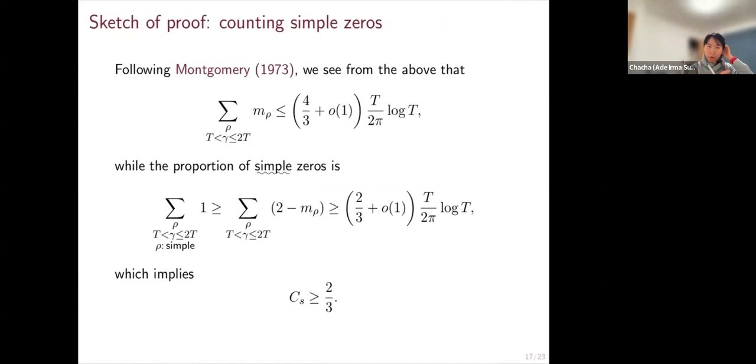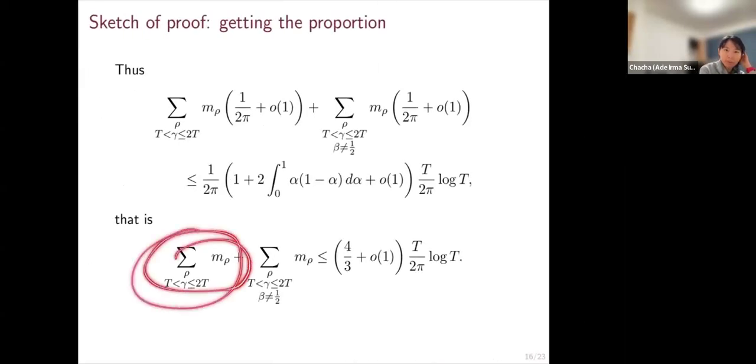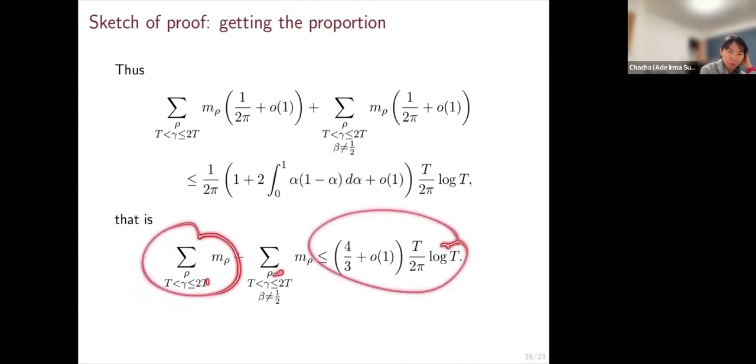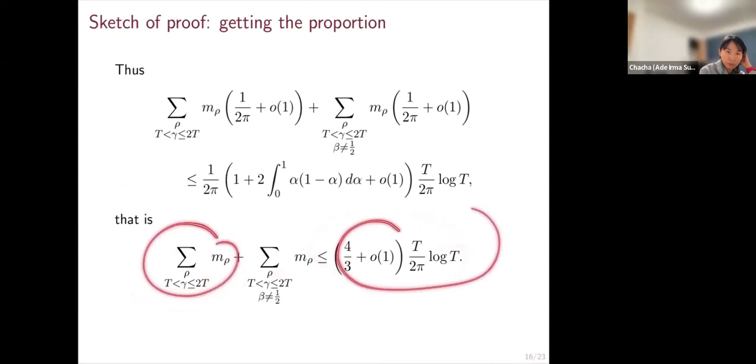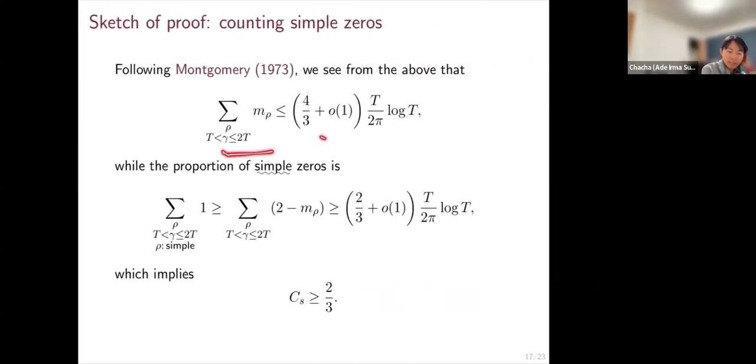Now the first one I want to do is count just simple zeros. So I follow Montgomery. The idea is that now I only take the first sum. So this plus this is less than this guy, but now I'm only going to take this one. But this is still less than that one. And then the proportion of simple zeros can be described as the number of simple zeros, you can bound it below by the number of zeros, 2 minus the multiplicity of zeros.